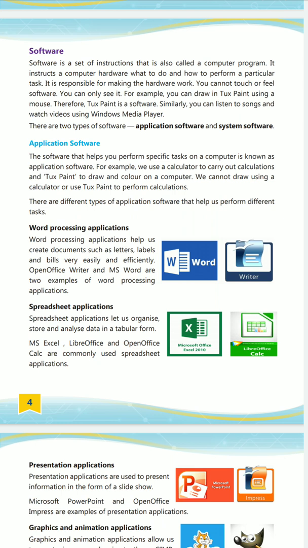First one is very important, application software. Here you can see the software which helps you to perform specific tasks on a computer is known as application software. ऐसे सॉफ्टवेयर जो आपको कंप्यूटर पे वर्क करने के लिए बहुत हेल्प करते हैं उसे ही हम कहते हैं एप्लीकेशन सॉफ्टवेयर. फॉर एन एग्जांपल कैलकुलेटर टू कैरी आउट कैलकुलेशन, touch pen for drawing, colors on computer.